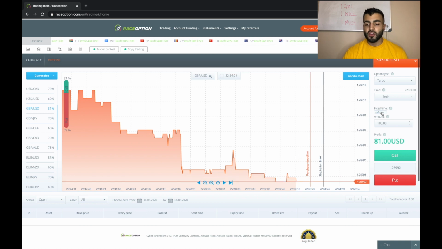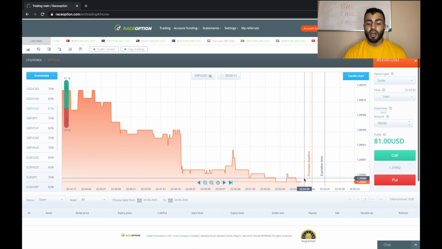okay, and I want this to be a full minute. So I would set it to fixed time. If I have it at this option where it's not on fixed time, the minute will continue. And then right now, a minute is starting to count down. And once it gets to that purchase deadline, another minute will start.